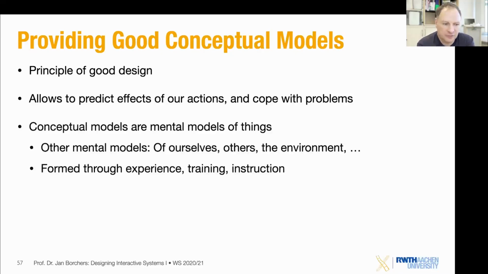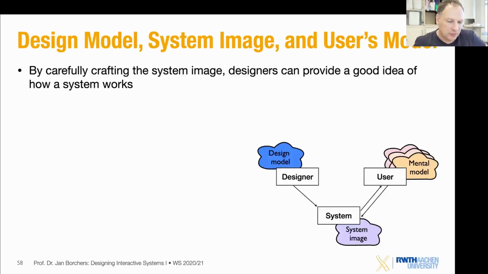We have mental models of everything. We've got mental models of ourselves, of other people, of the environment. Conceptual models are just mental models of things, of stuff, right? We form them either from experience because we've encountered something and played with it and used it, or because we've read some training or received some instruction on how to do that. And now comes an important graphic that I want to share with you that explains the difference between what the designer does, what the user does, what their understanding of the system is, and how these two relate. And this picture is quite important to understand, so pay attention with this one.